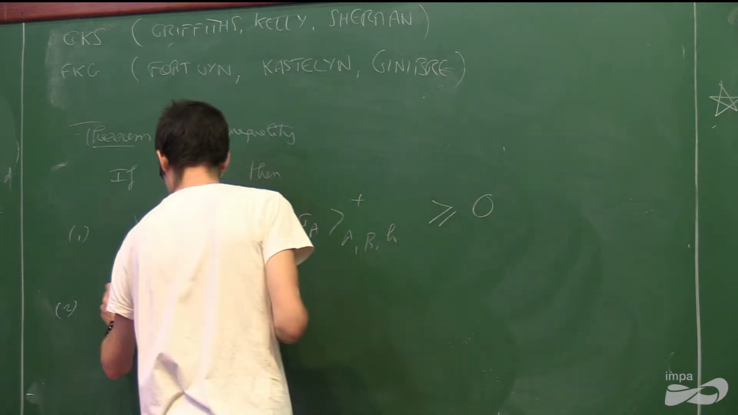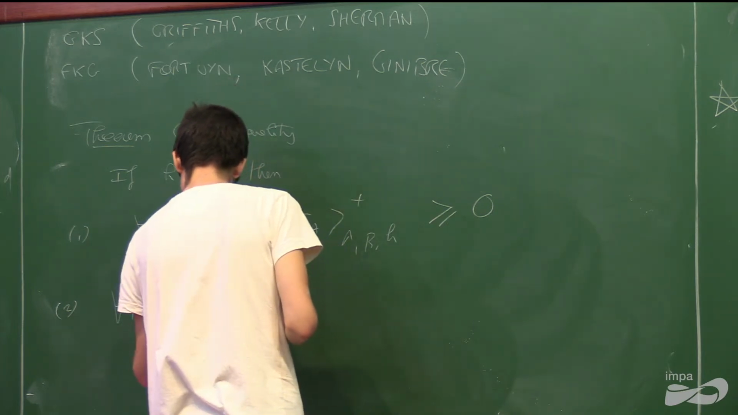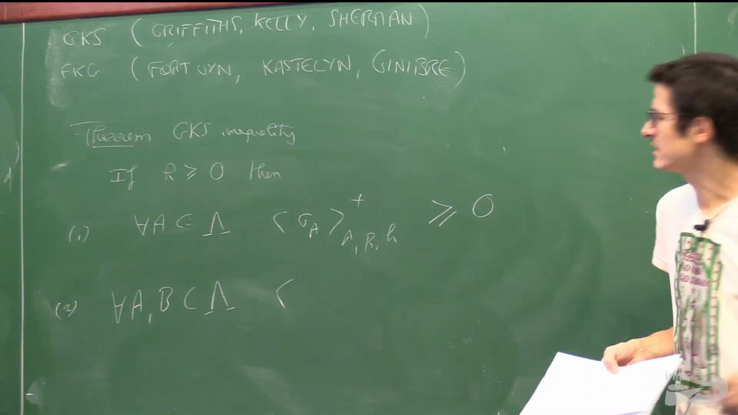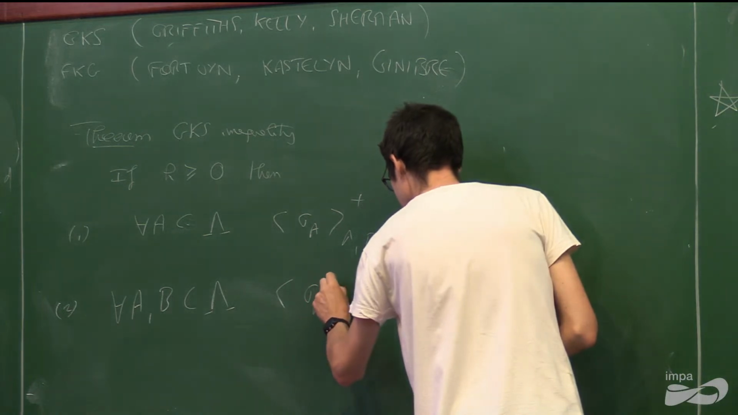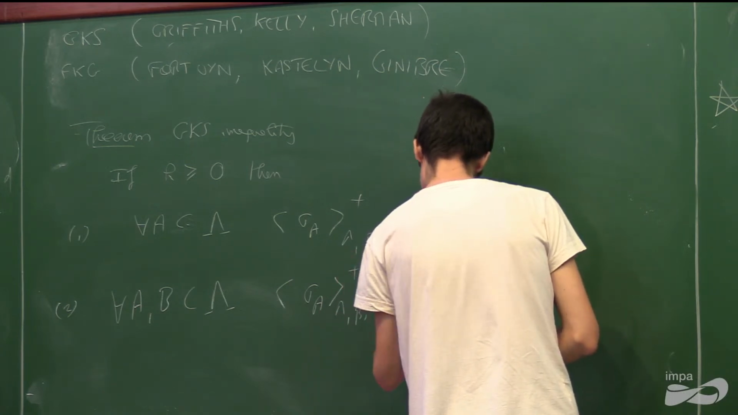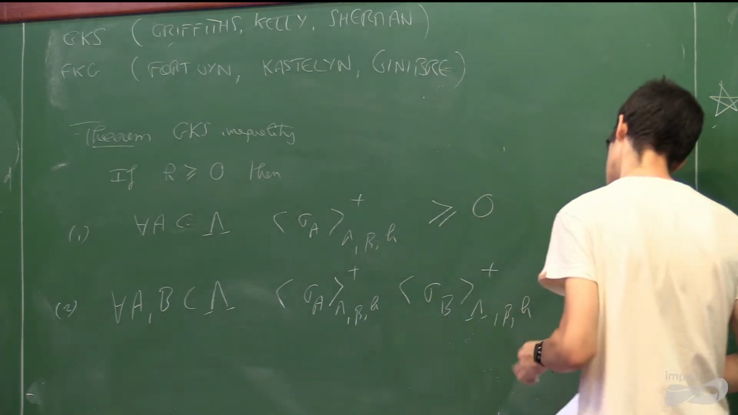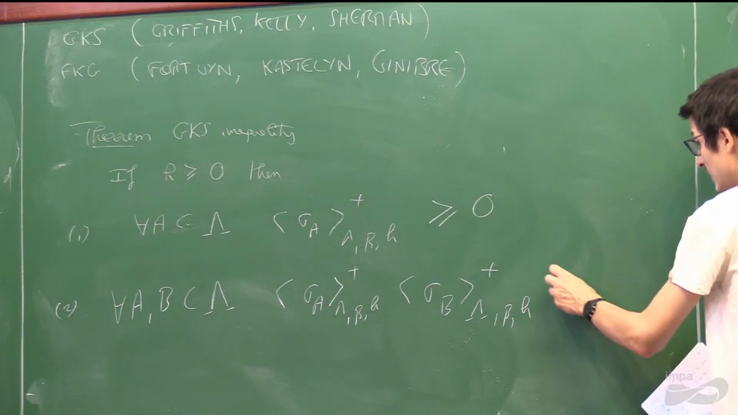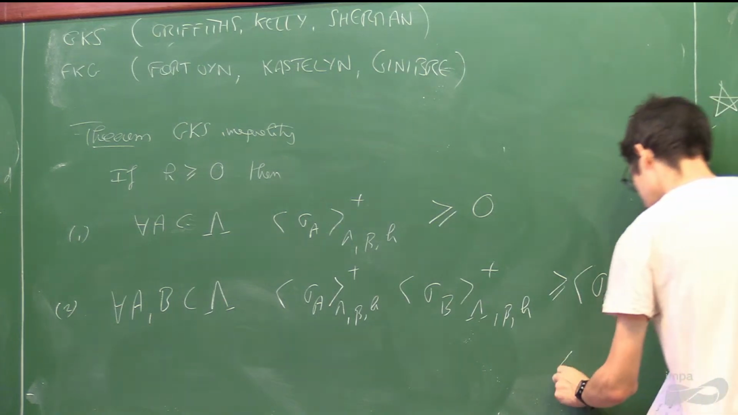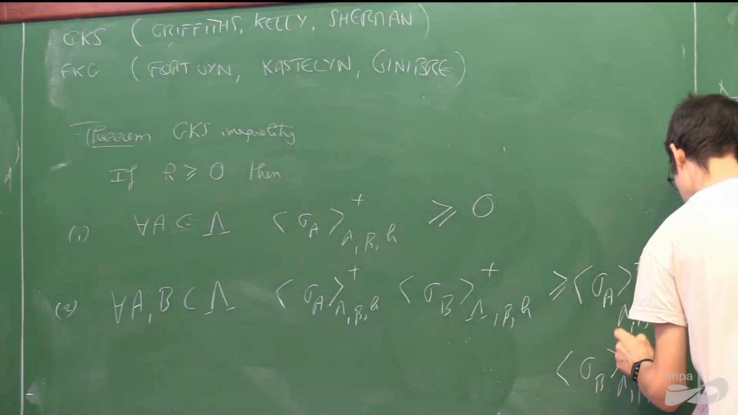The second is that for all A, B included in Lambda, sigma_A and sigma_B are positively correlated, meaning that the average of sigma_A sigma_B in Lambda, beta, H, plus is larger than the average of sigma_A in Lambda, beta, H, plus times the average of sigma_B in Lambda, beta, H, plus.